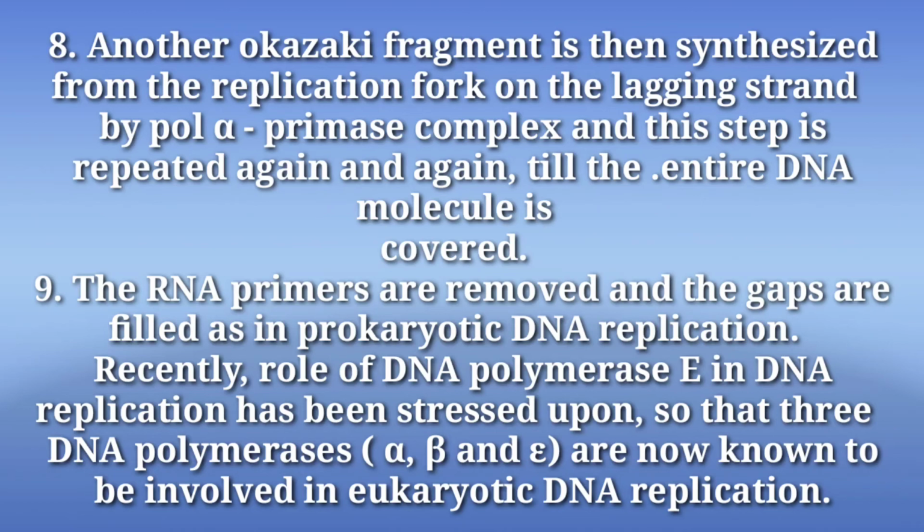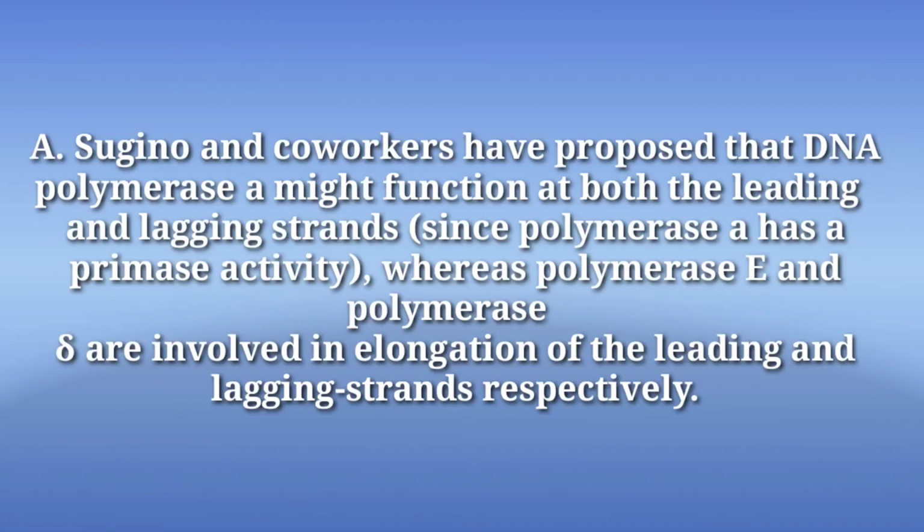Recently, the role of DNA polymerase epsilon in DNA replication has been stressed upon, so that 3 DNA polymerases, alpha, delta and epsilon, are now known to be involved in eukaryotic DNA replication. A. Sugino and co-workers have proposed that DNA polymerase alpha might function at both the leading and lagging strands, since it has a primase activity, whereas polymerase epsilon and polymerase delta are involved in elongation of the leading and lagging strands respectively.